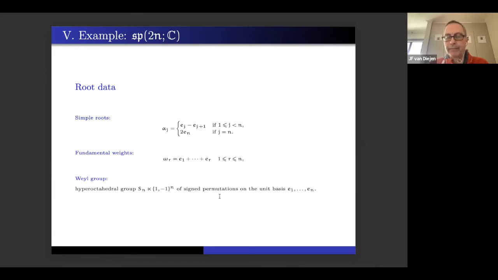It looks very similar, but the difference is that now dominant weights are comparable in the dominance order only if they differ by 2. So omega 1 and omega 2 are not comparable, but omega 1 and omega 3 are. So it depends on that, and that makes the formulas a little bit more complicated, as I will show you now.